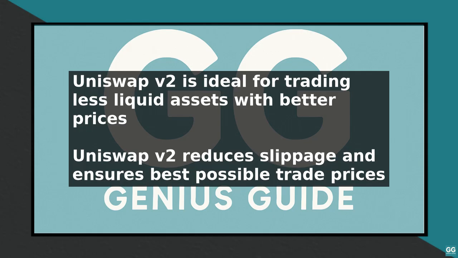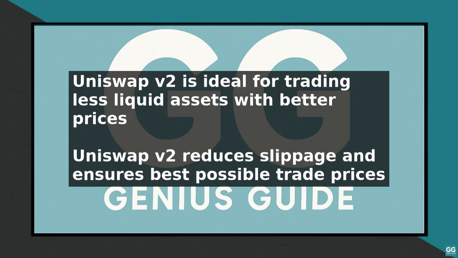Another scenario where Uniswap V2 is useful is when you need to execute a large trade. The protocol's automated market maker model can help to reduce slippage and ensure that you get the best possible price for your trade. Additionally, Uniswap V2 has a feature called flash swaps, which allows you to execute multiple trades in a single transaction, making it ideal for complex trading strategies.